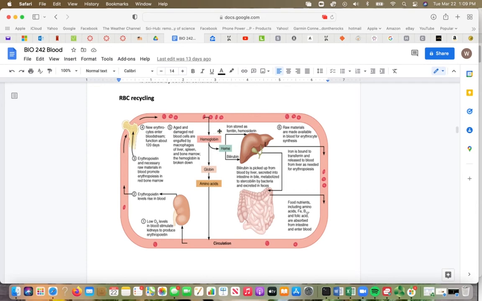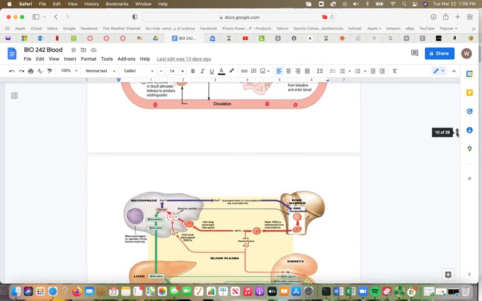The iron is going to get bound up as ferritin and hemosiderin. You want to bind up that iron so that it's not available to microbes. And then the globin portion will just be broken down into the individual amino acids and be able to be reused in the body as well.